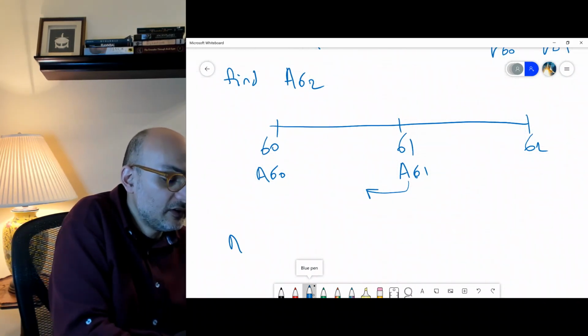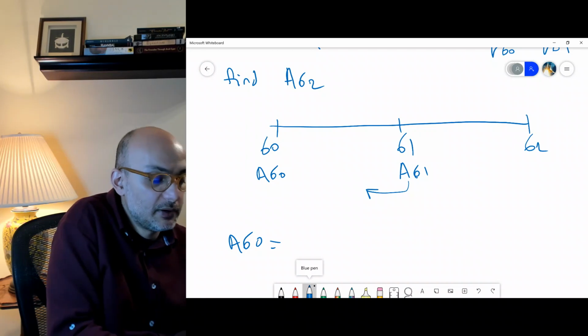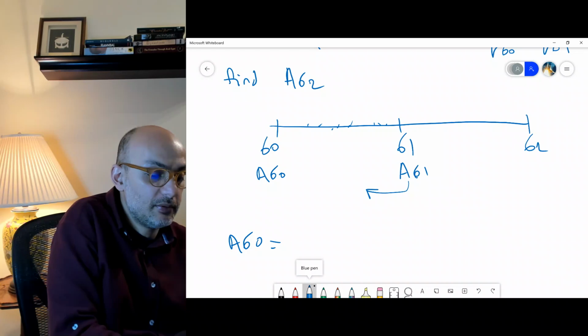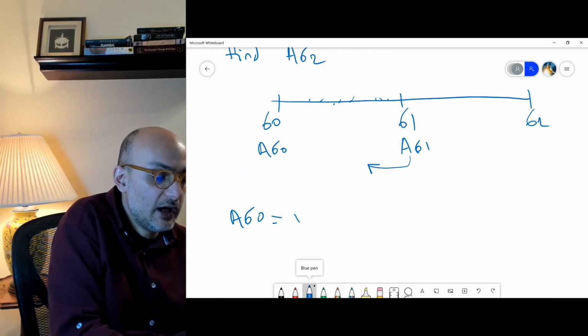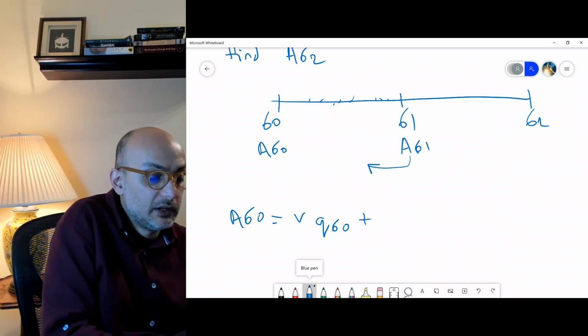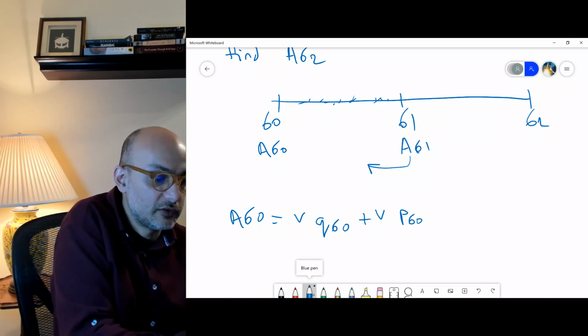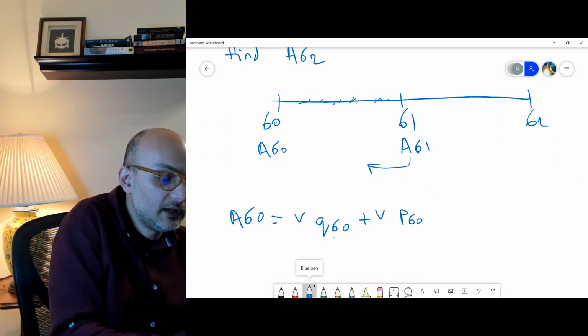So we have a60. Now remember what I said: death happens in this year. If death happens in this year, then you have vq60. But if death does not happen this year, then you will survive to 61. So v, and you discount it, surviving to 61, p60. So from 60 to 61 is the opposite of dying, q60. We take p60 and a61, right?